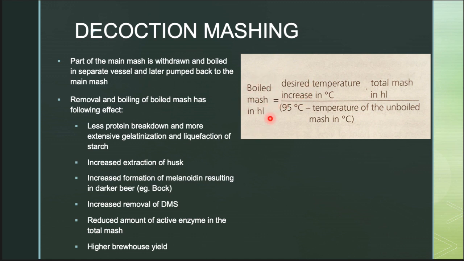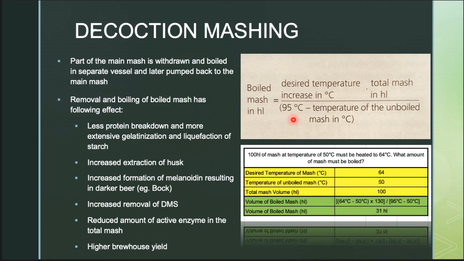The boiled mash fraction depends on the desired temperature to reach after re-addition and is calculated using this formula. Boiled mash in HL is equal to the desired temperature increase in degrees centigrade multiplied by the total mash in HL, divided by the difference in temperature between boiled mash and unboiled mash in degrees centigrade. The temperature of the boiled mash is considered as 95 degrees centigrade in this formula for ease. However, if you are sure about the boiling temperature precisely, you may use the same instead of 95 degrees centigrade.